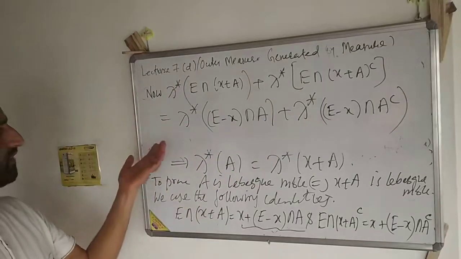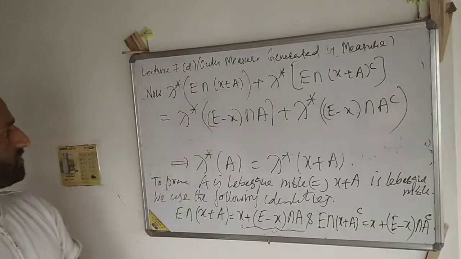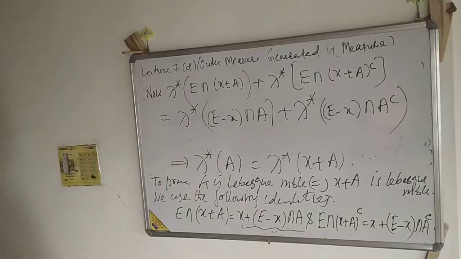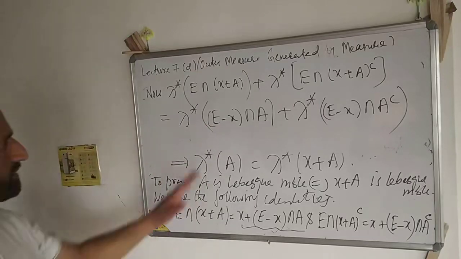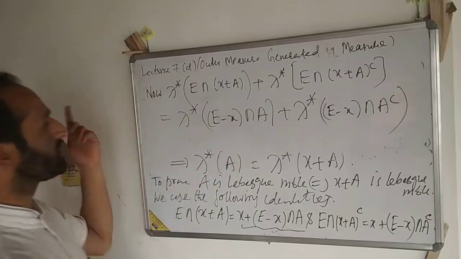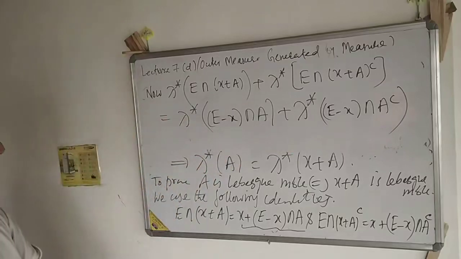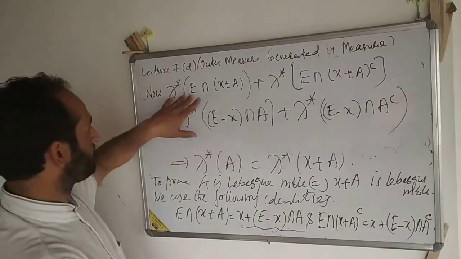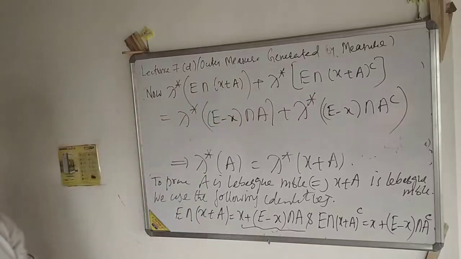Because any subset of R can be written as E minus x, you can do that. And conversely, if A is Lebesgue measurable, then this will be equal to the Lebesgue measure of E minus x, which is equal to the Lebesgue measure of E. And it is the same as this one. So that means x plus A is measurable. You can easily verify it.